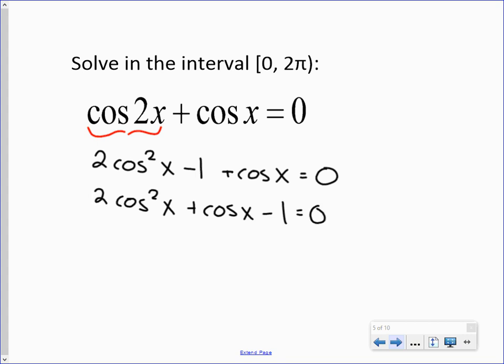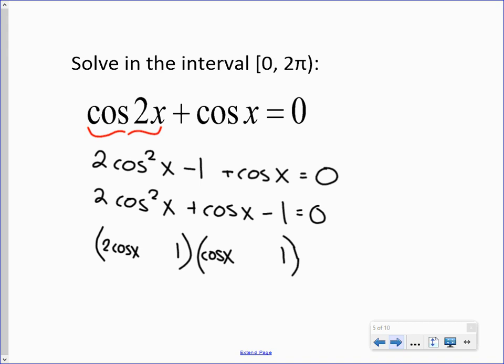That's kind of like standard form, highest exponent in descending order. And then I just have to think about how to factor. To get the first term of 2 cosine squared, I must be multiplying 2 cosine x and a cosine x. Stop and make sure. If you were to multiply those two terms together, do you get 2 cosine squared x? Yes, you do. I then jump to the back. To get a negative 1, I have to multiply a positive and a negative 1, so I can at least drop my 1's in. And then I have to choose positive and negative.